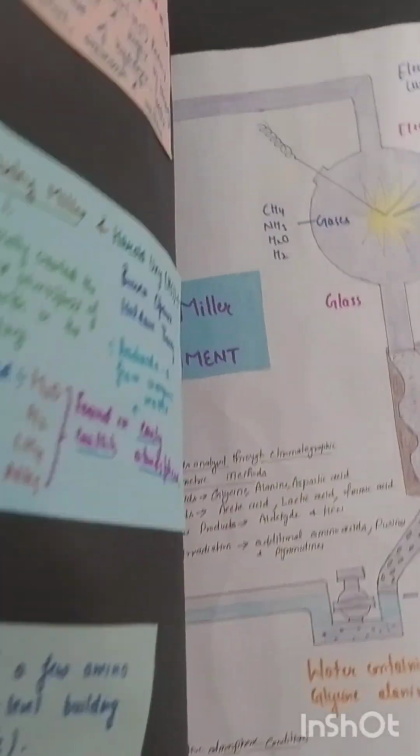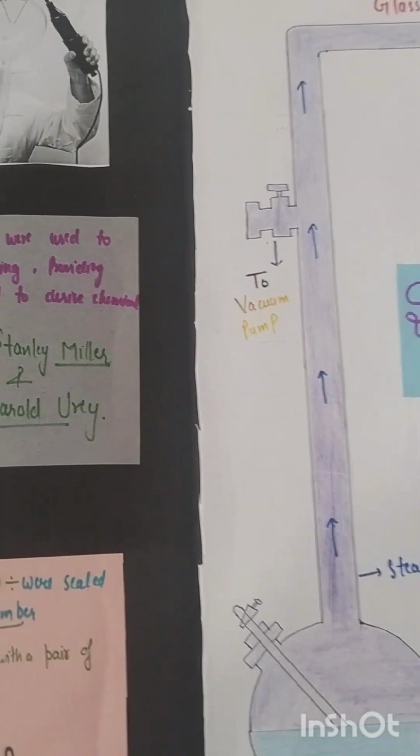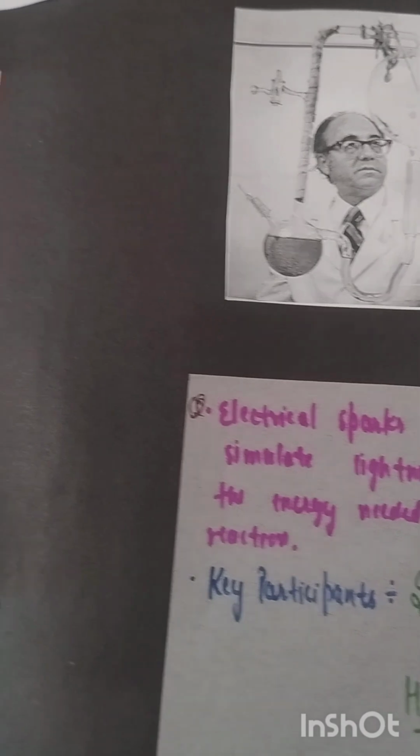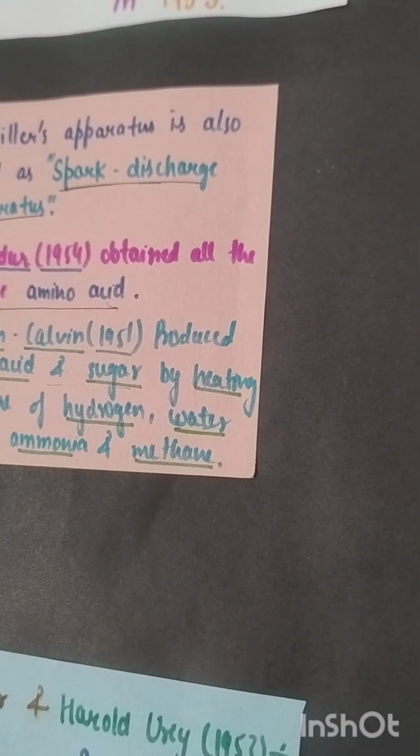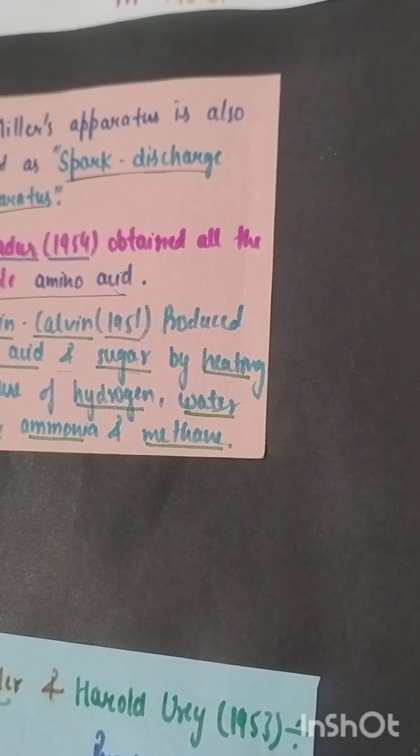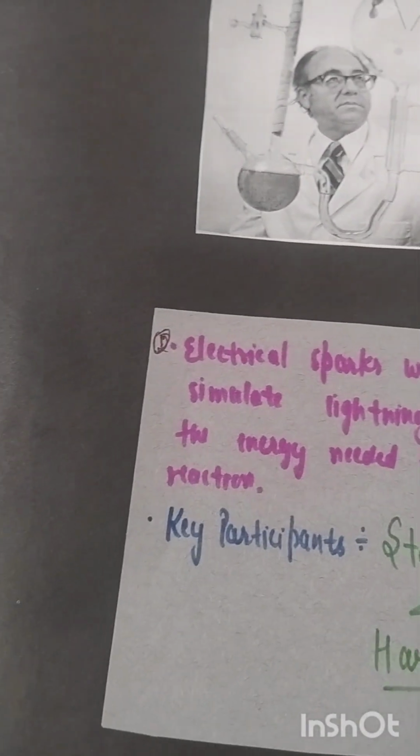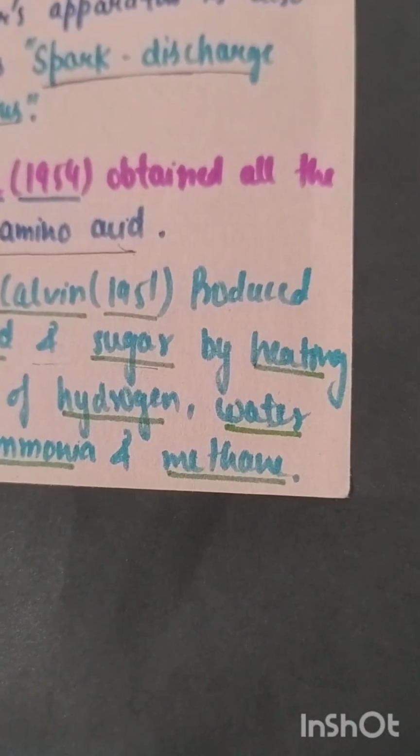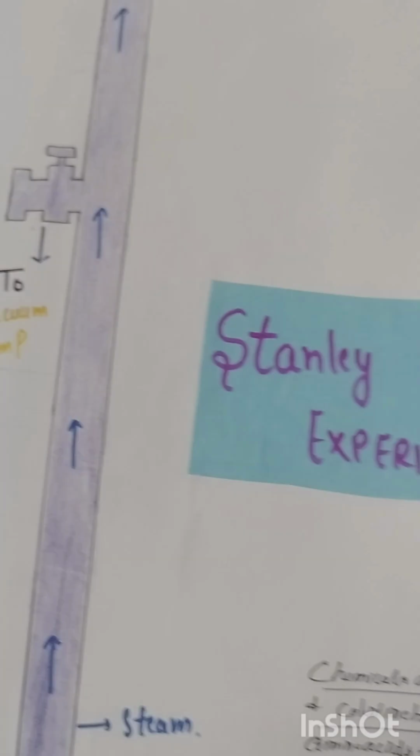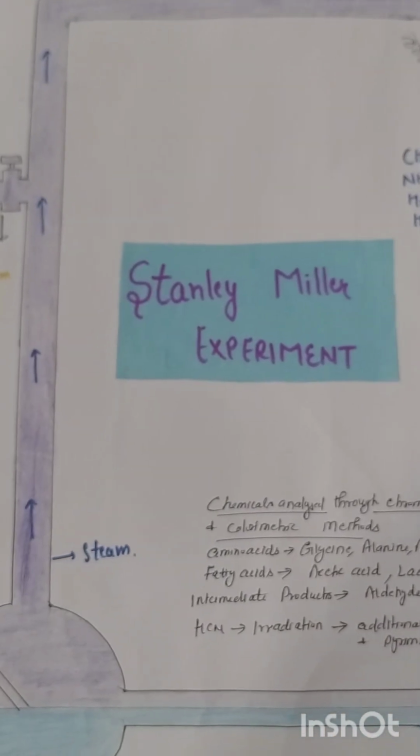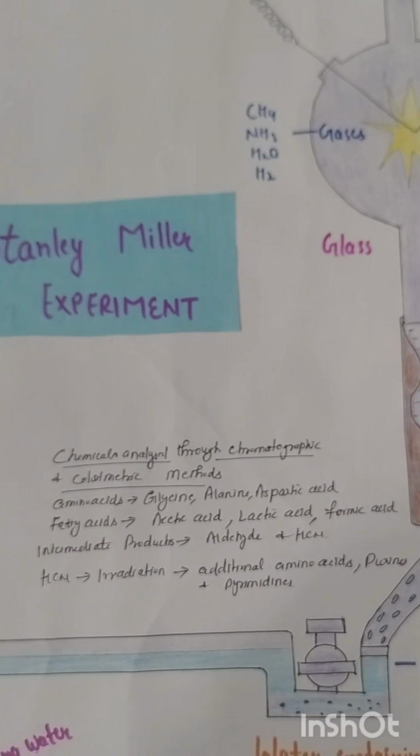So the experiment was carried out, and you can see here the experiment. This was the Stanley-Miller experiment. The name of the apparatus was spark discharge apparatus. Miller's apparatus was called spark discharge. Here you can see the spark was used. Inorganic compounds were used, and then how the chemicals were formed here.